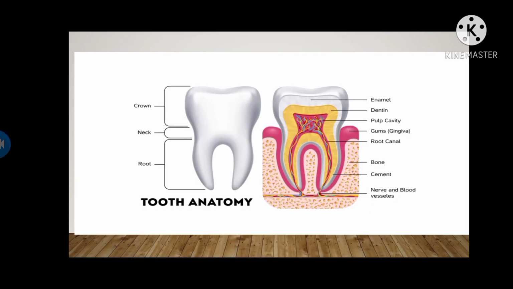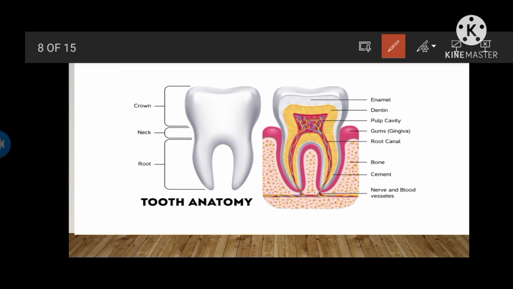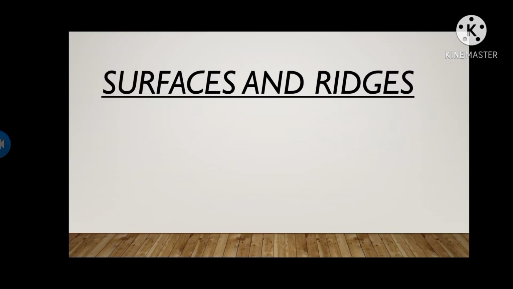So in this picture you can see this is the clinical crown which is visible in the oral cavity, and from the neck up to the crown it is the anatomical crown. The neck portion is covered by gums, so it is not visible in the oral cavity. Surfaces and ridges.